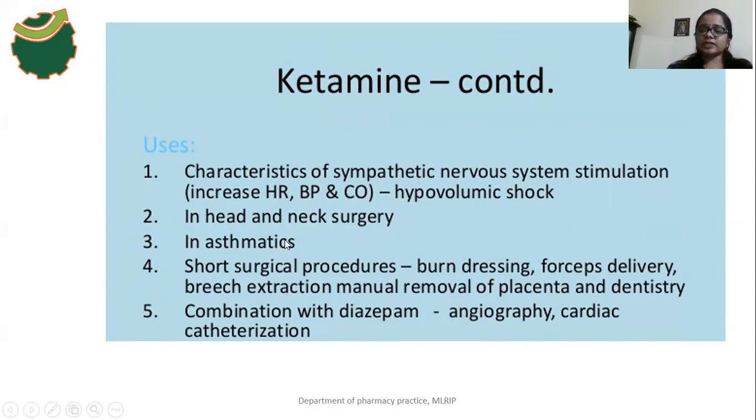And it is used in short surgical procedures like burns dressings and forceps deliveries, and it is required for the manual removal of what? Placenta. Okay, and it is used in dental procedures also. And when it is used along with diazepam, ketamine is used for angiography and cardiac catheterization also. Angiography is a diagnostic test, and cardiac catheterization. So these two processes require diazepam along with ketamine.